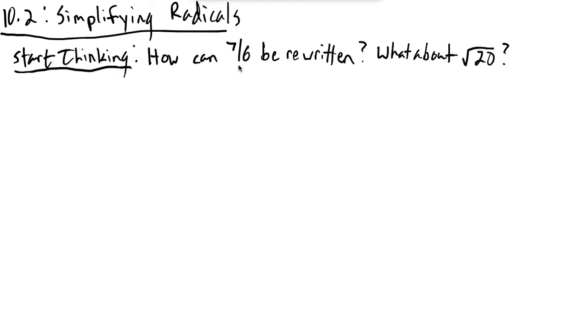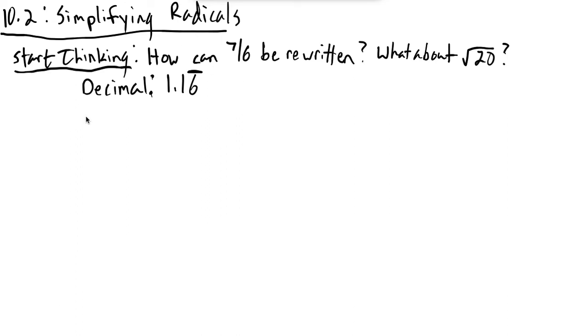How can we rewrite 7/6? And how can we use that to think about how we might be able to rewrite square root of 20? Remember, the square root is the same thing as a radical. So, 7/6, how can we rewrite it? Well, we can rewrite it as a decimal. And that comes out to be something like 1.16. You can check that if you want to.